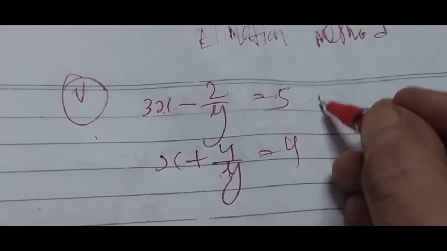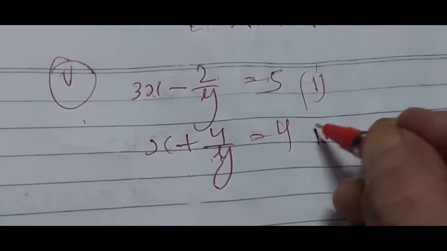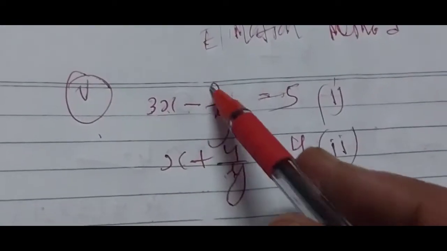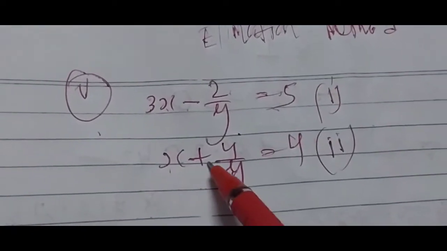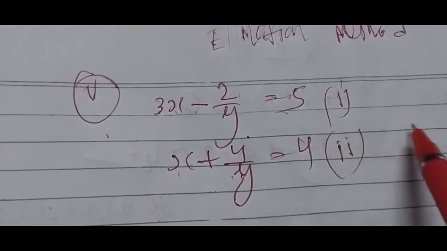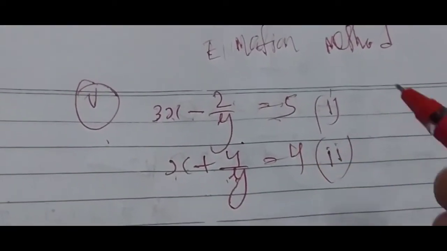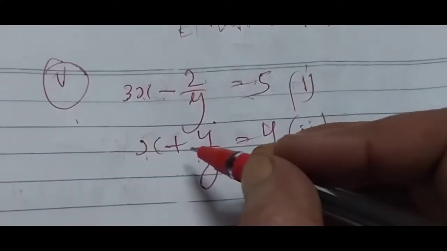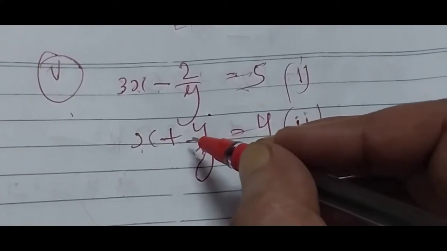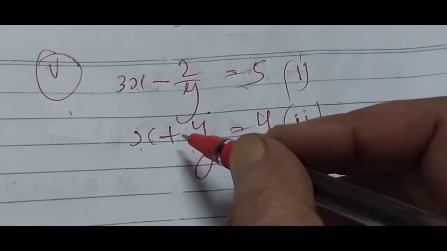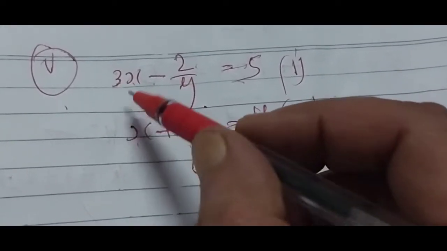You can call this equation 1 and this equation 2. Equation 1 is 3x minus 2 by y equals 5, and equation 2 is x plus 4 by y equals 4. The formation is the same. Now we need to change the numbers. If we are changing them, we need to change with the numbers only. I am changing this one.